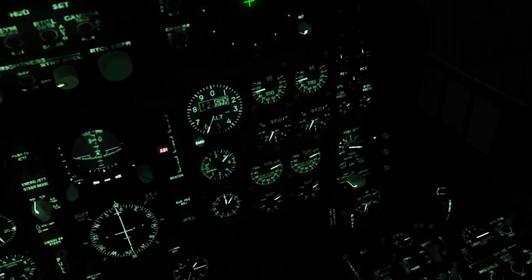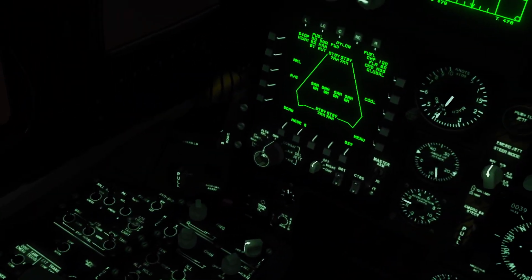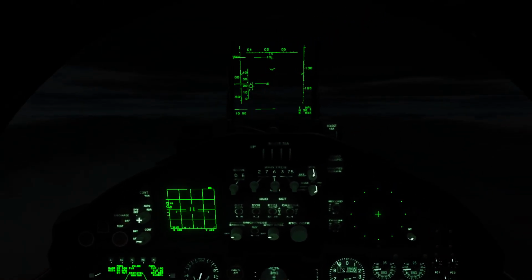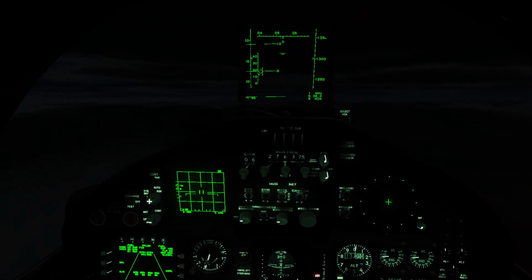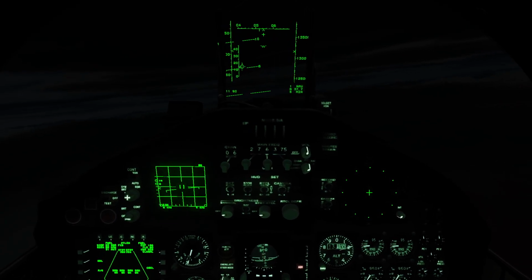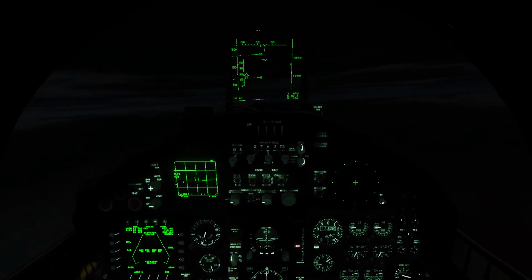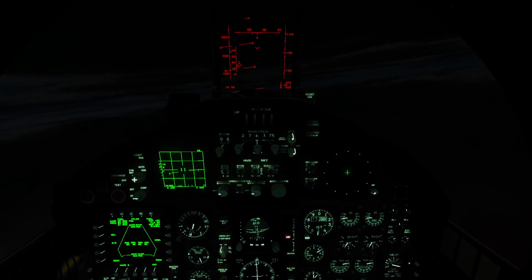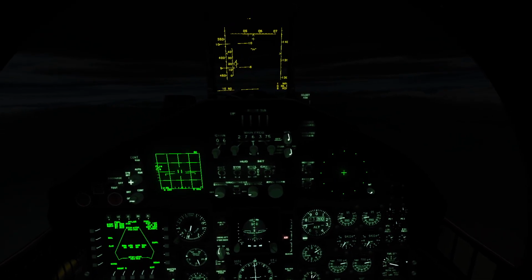All right, let's double check everything. Gas is looking good. Gear, flaps up. Some changes here.